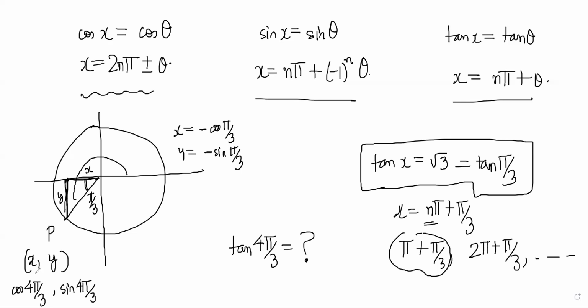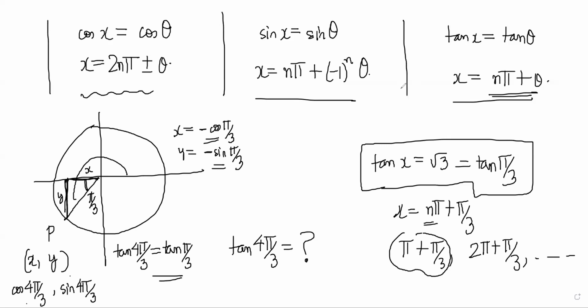So when you do tan of 4 pi by 3, that is going to be the ratio of sine 4 pi by 3 by cos 4 pi by 3. But sine 4 pi by 3 is minus sine pi by 3, and cos 4 pi by 3 is minus cos pi by 3. So tan 4 pi by 3 is coming the same as tan pi by 3, which means that our formula is working. Do you understand what is happening? So these three formulas have to be remembered.